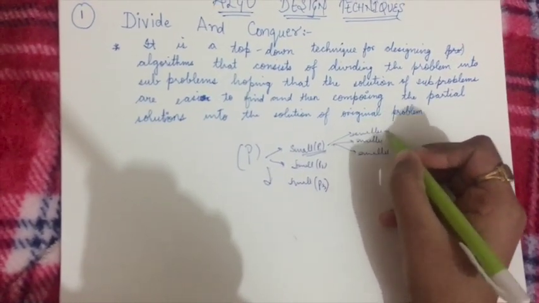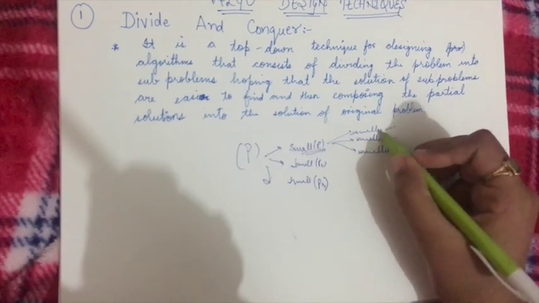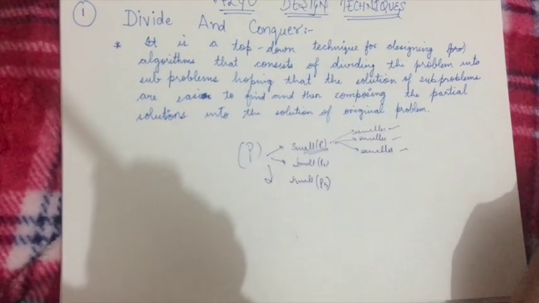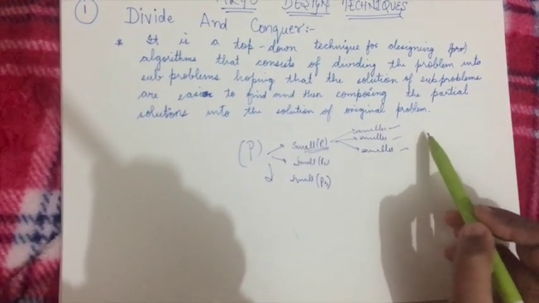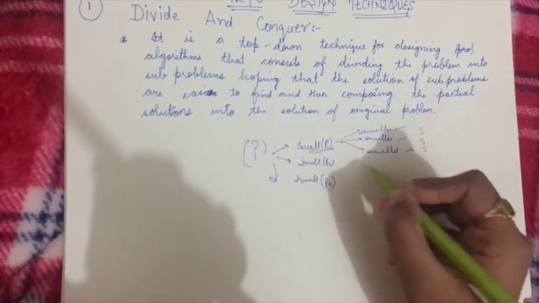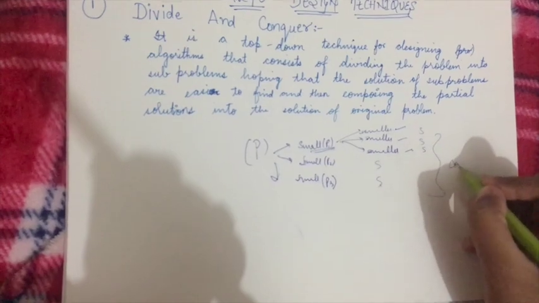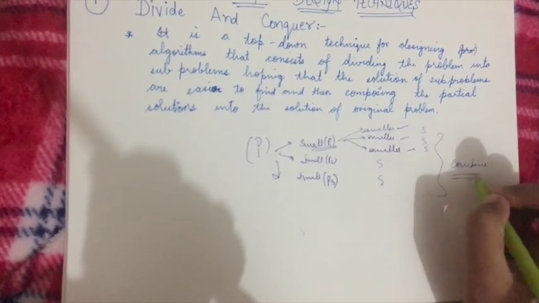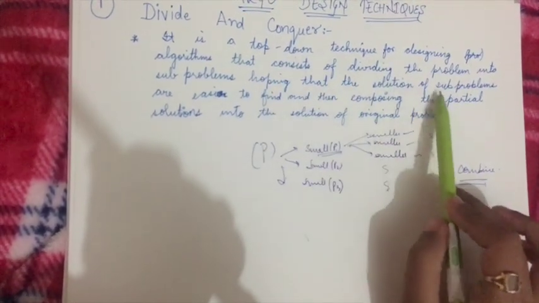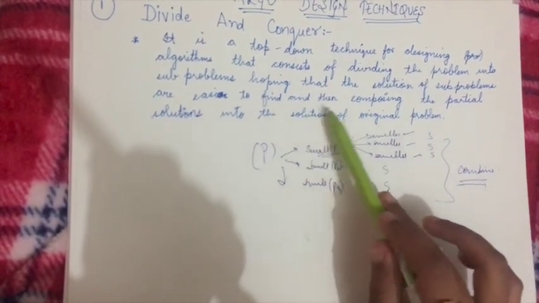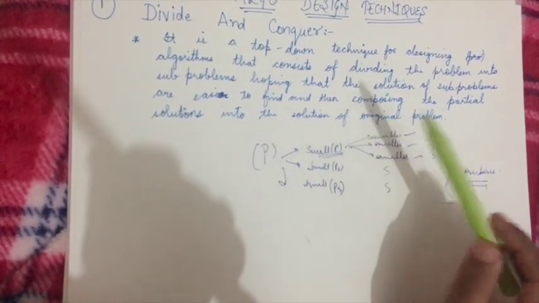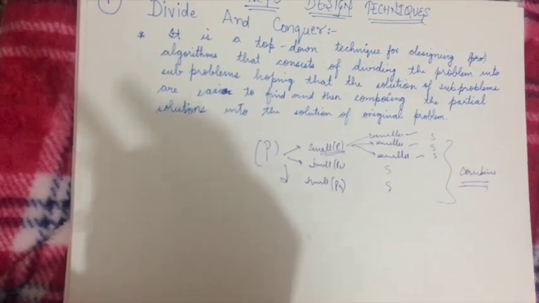And then I'll solve these. If this is still not small, I'll again recursively apply the divide and conquer technique, that is, divide these into smaller ones, then find a solution. In the end, I'll get solutions to all these problems and combine all these solutions. So this is basically my divide and conquer technique, that consists of dividing the problem into sub problems, hoping that the solutions of sub problems are easier to find, and then composing the partial solutions into the solution of the original problem.